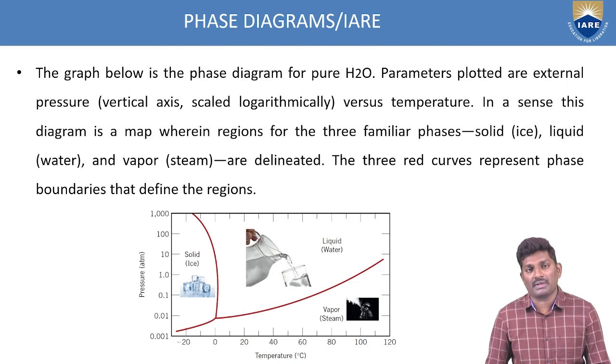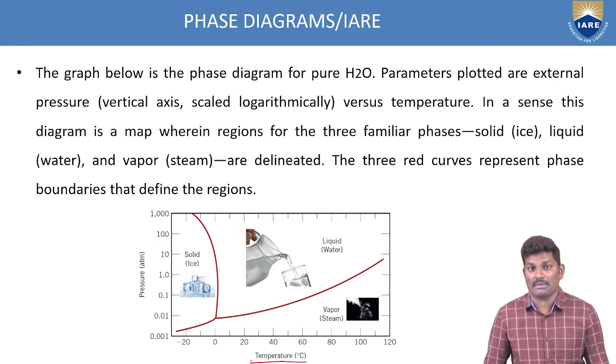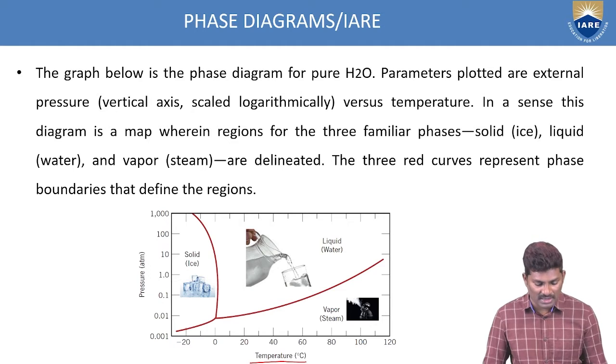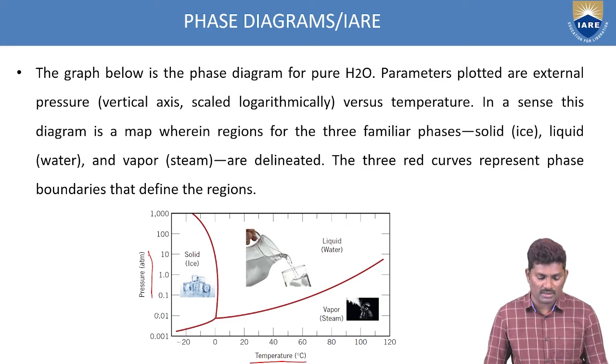In this case, we're taking the x-axis as temperature, starting from minus 20, 0, 20, 40, 60, 80, 100. That is about the x-axis. And on the y-axis, you have pressure. It is starting from 0.001, 0.01, 0.1, 1, 10, 100 and 1000 atmospheric pressures. So these are the pressure values along the y-axis, and along the x-axis you have the temperature.